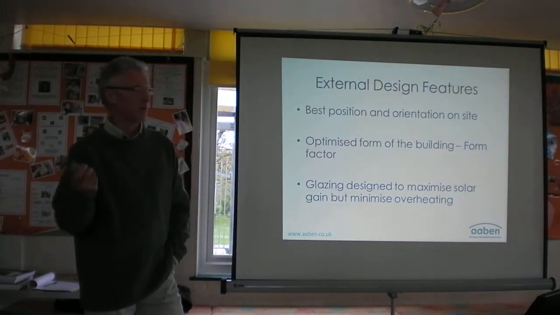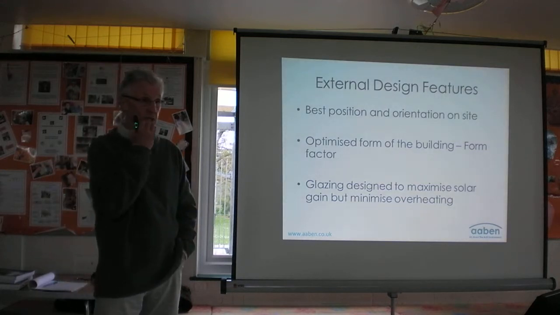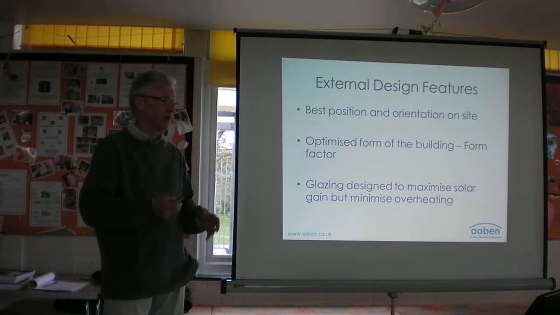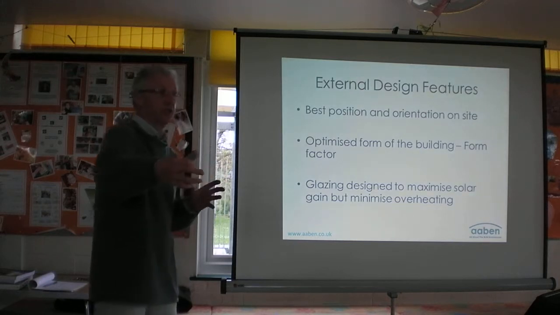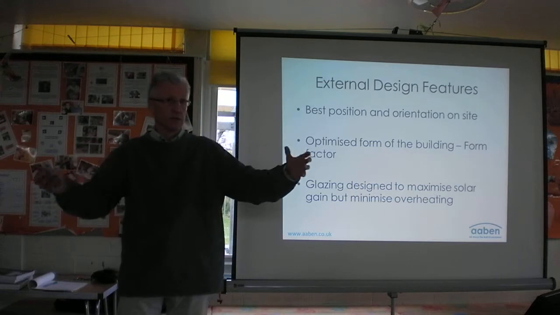External design features if you're going to build a passive house. Firstly, you've got to look at the site, so it's position and orientation. If you look at passive house designs, you'll find that you won't get buildings shading each other. You will tend to orientate your buildings north-south.